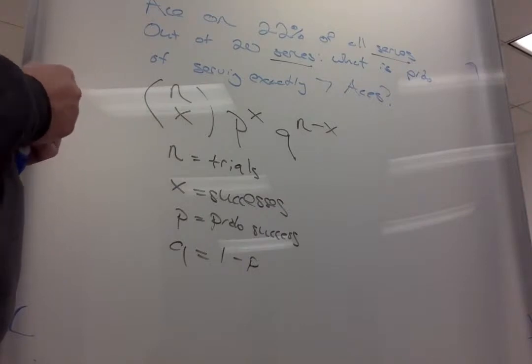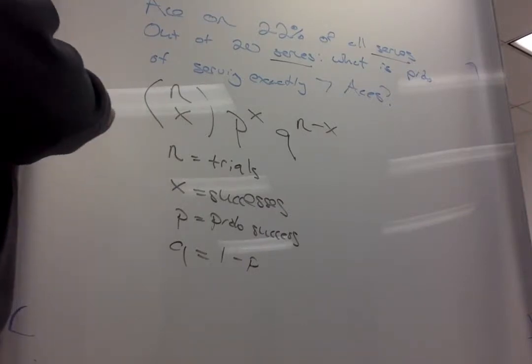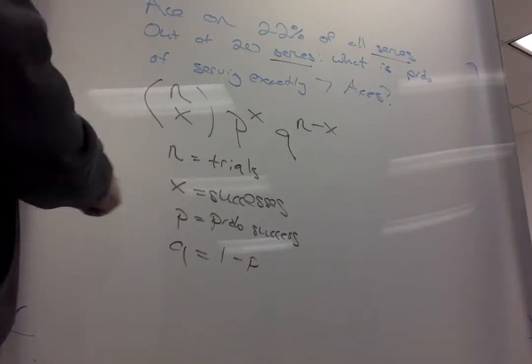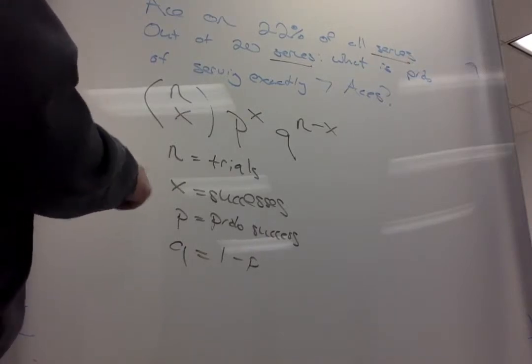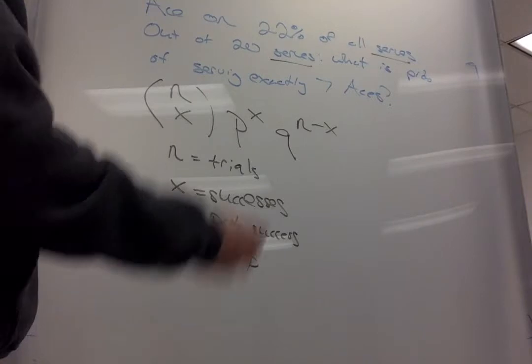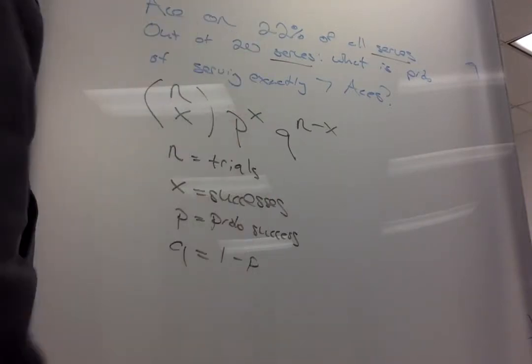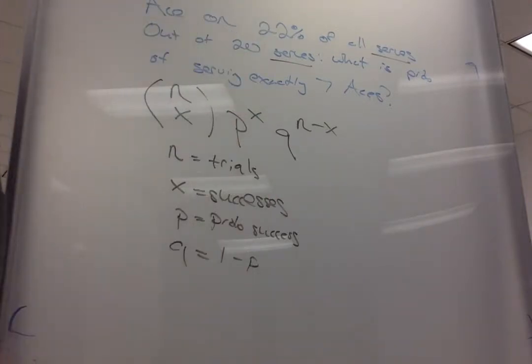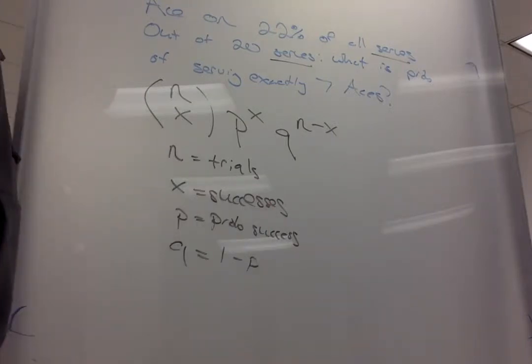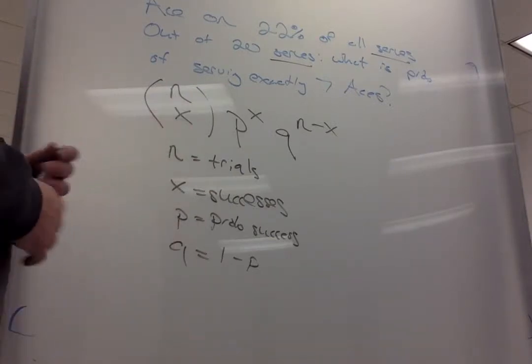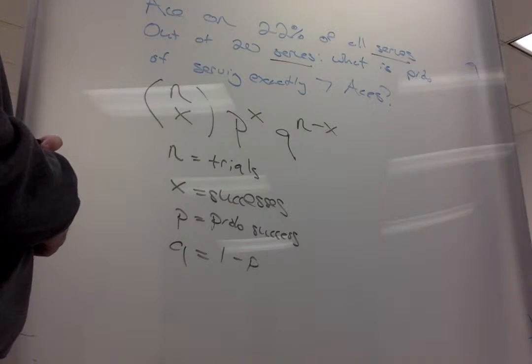Now remember, success is relative to the problem. It doesn't have to mean a good thing is happening, right? You can define x successful events to be whatever x you're looking for. So if you're looking for failed exams, what's the probability that somebody fails their exam? You could define x successful events to be when you fail an exam. It's just the variable you're looking for. So don't get the language flipped up there, right?